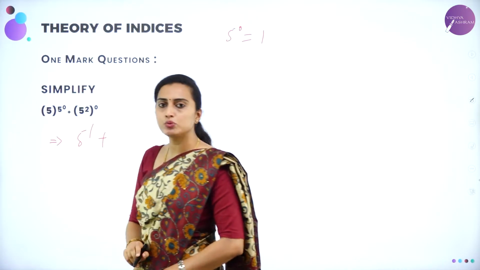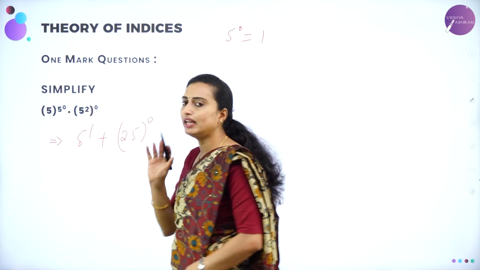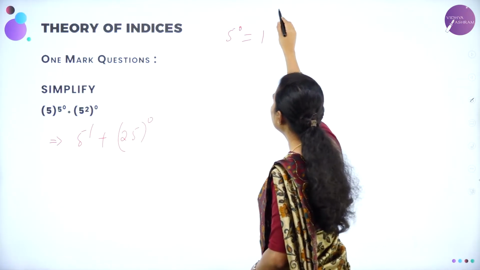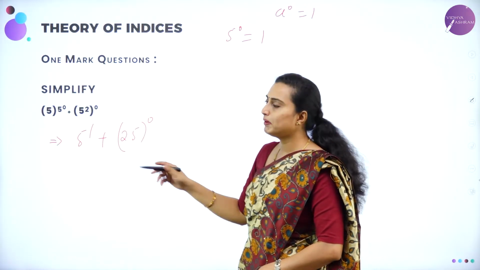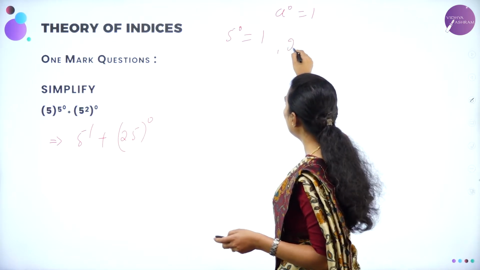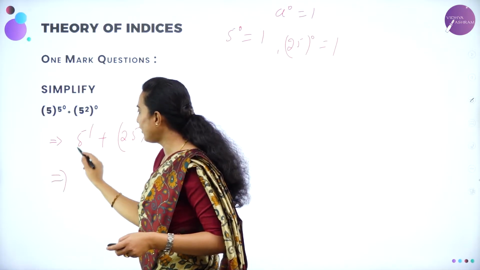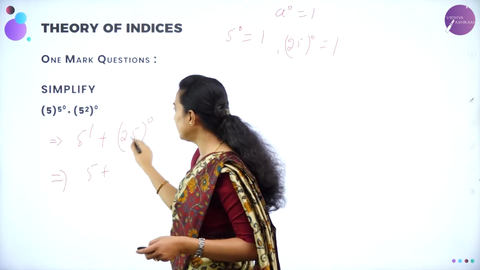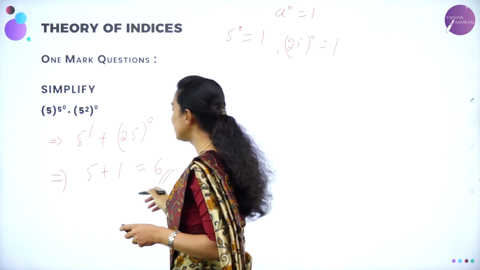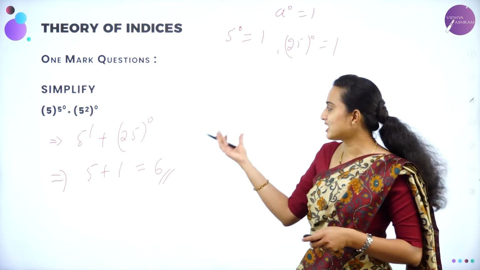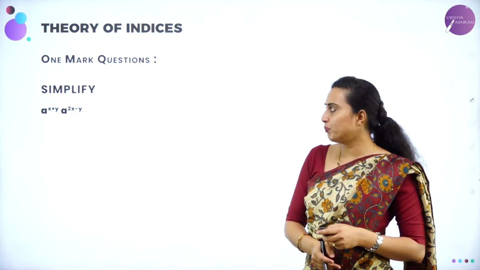Plus 5 squared is what? 25. So 25 whole to the power of 0. Anything power 0, that is a power 0, is 1. Similarly, a replaces 5. Here a replaces 25. So 25 whole to the power of 0 is also 1. Correct? So 5 power 1 is 5, plus 25 whole to the power of 0 is 1. 5 plus 1 is 6. Is that so easy, dear students? This type of problem will be asked for 1 mark. Okay, we'll be moving on to the next problem.